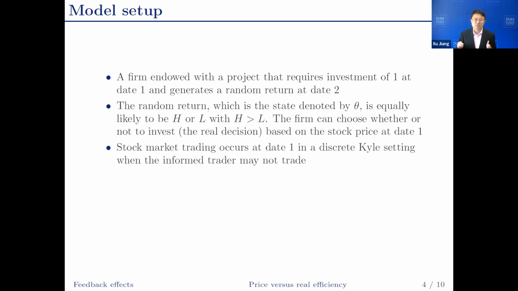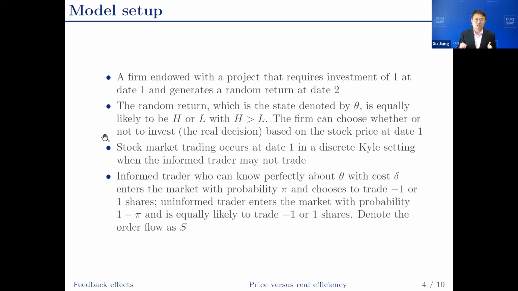As we discussed in Lesson 6 of Module 1, the discrete Kyle setting is simple enough to incorporate other elements, for example, feedback effects. And we see an example here. The setting here is similar to the Glosten-Milgrom setting that we discussed briefly, also in Lesson 6 of Module 1. The informed trader can learn perfectly about theta if the informed trader incurs some information acquisition cost of delta.